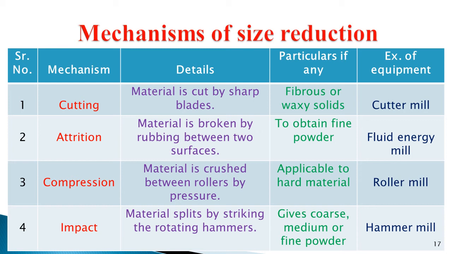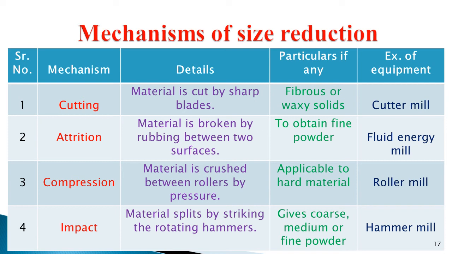In attrition, material is broken by rubbing between two surfaces. Rubbing action between two surfaces. Then in compression, material is crushed between two rollers by applying pressure. So that is nothing but compression. In case of impact, material splits by the striking of rotating hammers.